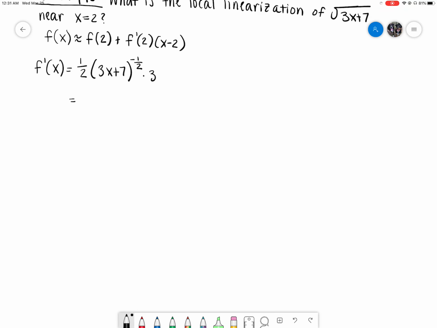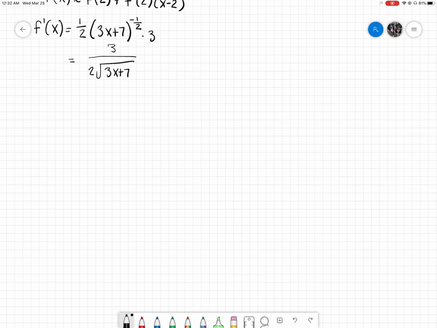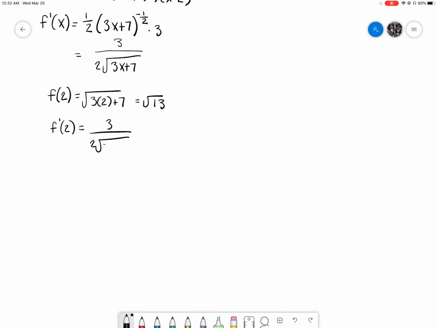So I can rewrite this as 3 over 2 times the square root of 3x plus 7, all of that in my denominator. So now I've got my function, I've got my derivative, and I've got the x value, so I can fill in the pieces. F of 2, that is the square root of 3 times 2 plus 7, or the square root of 13. F prime of 2 is 3 over 2 times the square root of 3 times 2 plus 7.